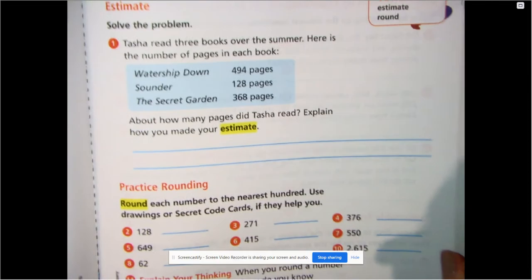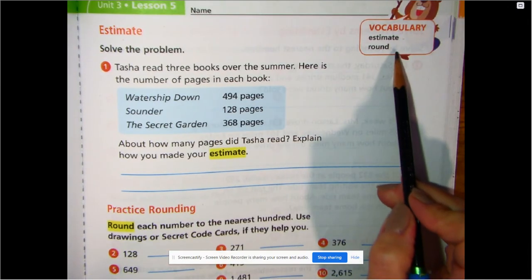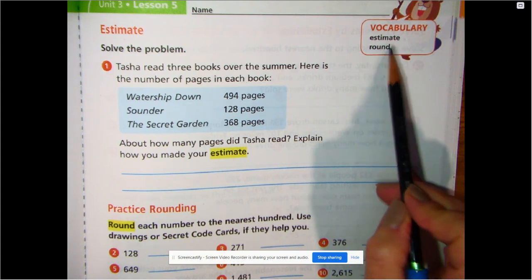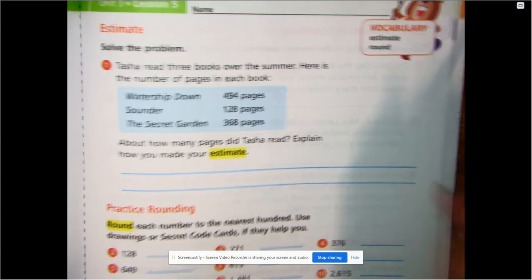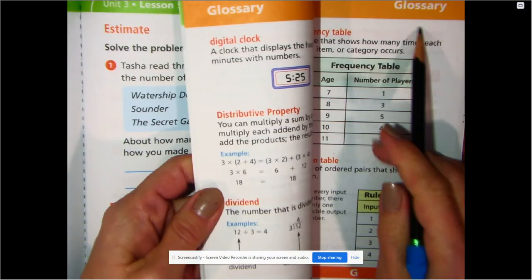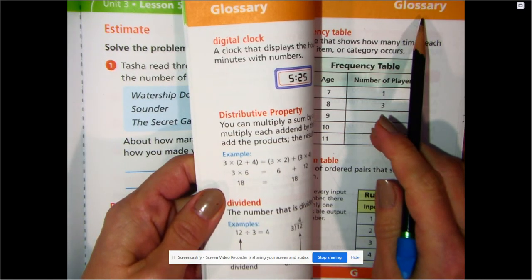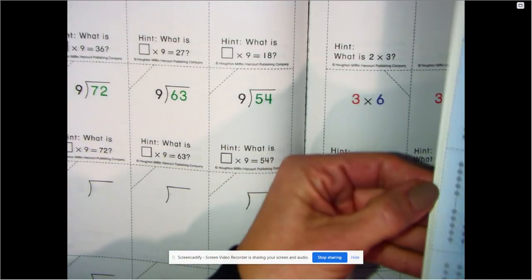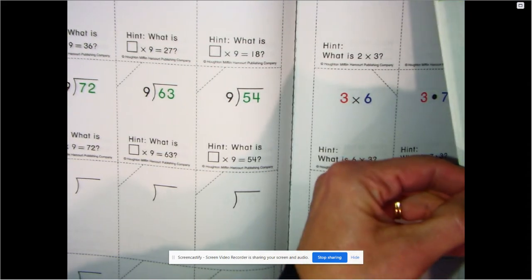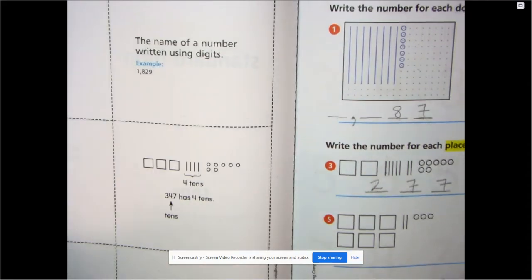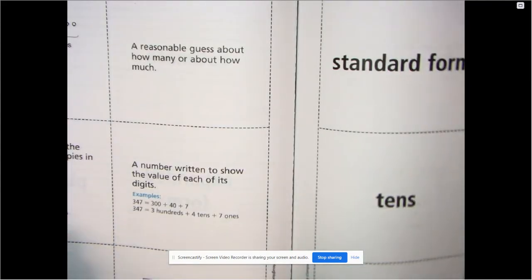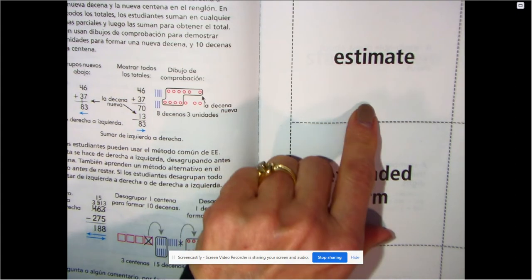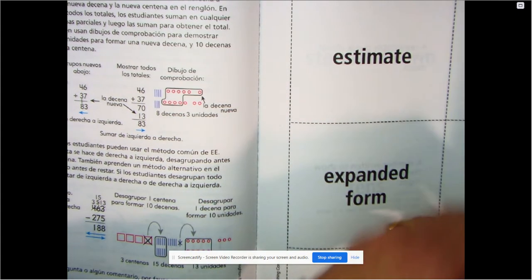But I want to point out the very top of the page, we always have that vocabulary box. Okay, and the word estimate is up here, and the word round. An estimate, if you look in the very back of your math journal, you have a glossary. You can find what that word means, estimate. You can also look back at the beginning of our unit, and you had some flashcards that you can cut out. You could leave in your book if you'd like, right? That showed us what some of these words mean. I see the word estimate here, and on the back, it talks about making a reasonable guess.